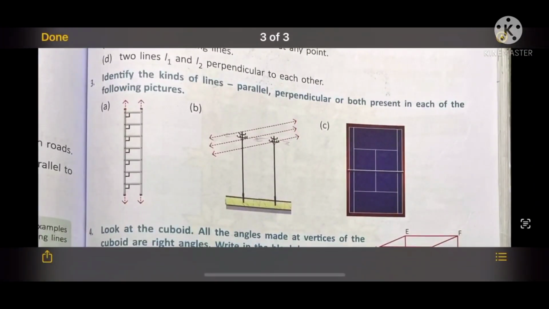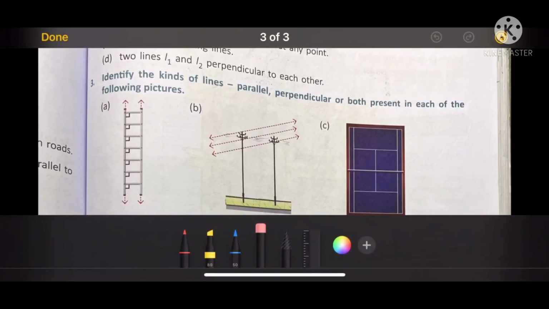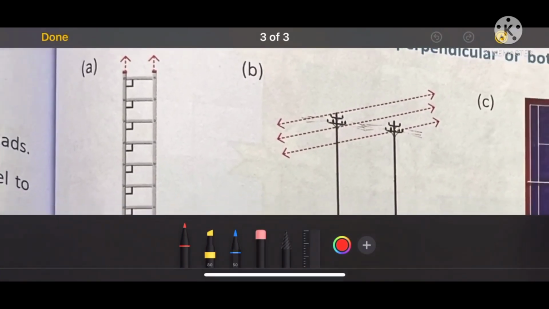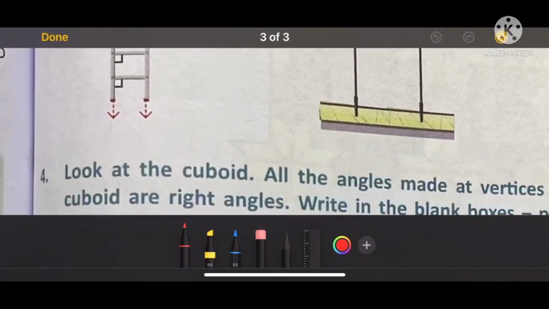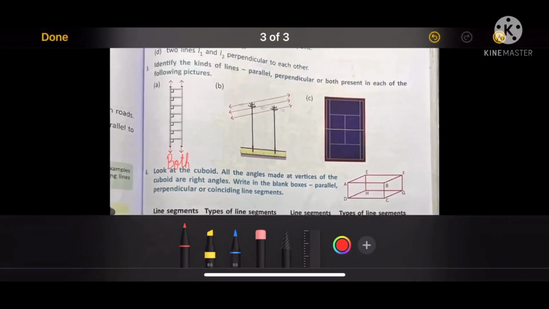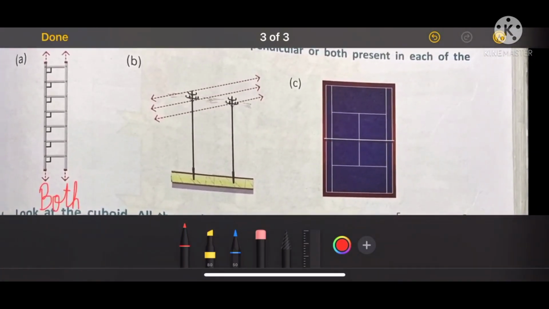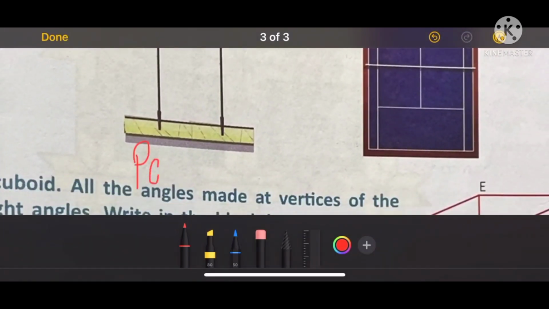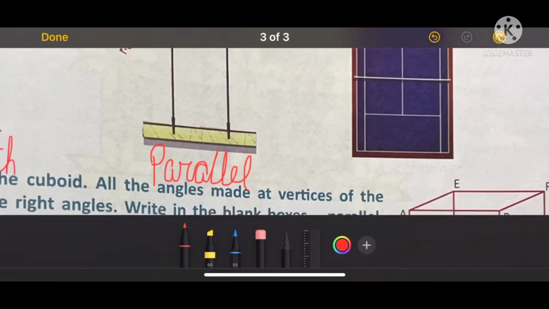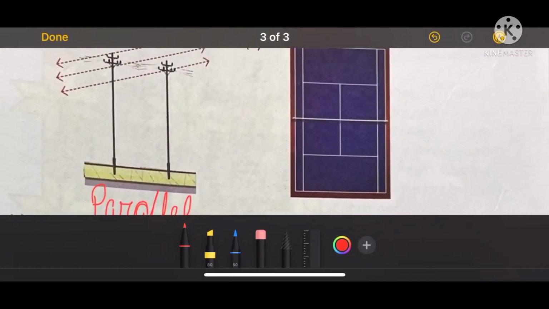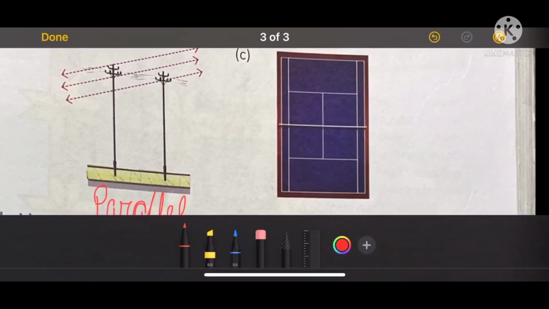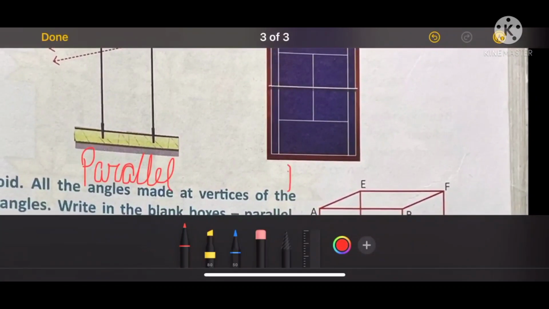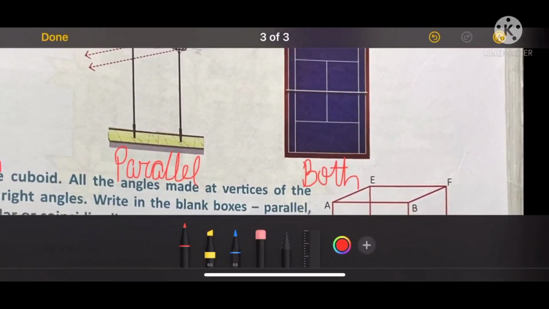Identify the kind of lines, parallel, perpendicular or both, present in the following pictures. The first picture is of a ladder, and in the ladder we see both parallel and perpendicular lines. Next figure is of two poles and the dotted lines are being shown. Which type of lines are they? Clearly only parallel lines are present in this figure. Again, in the third figure you can see both parallel and perpendicular lines. So here we can see both types of lines.